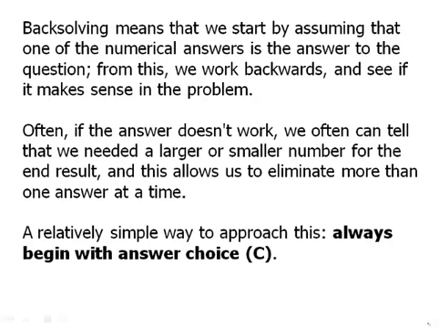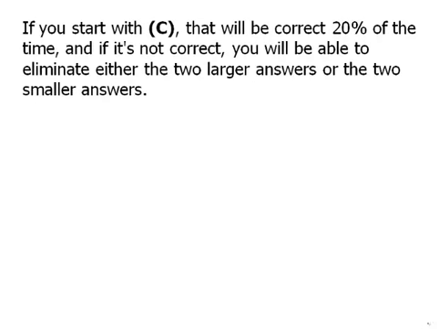A relatively simple way to approach this is always begin with answer choice C. So this is the most straightforward back-solving strategy. If you start with C, that will be correct 20% of the time, and if it's not correct, you will be able to eliminate either the 2 larger answers or the 2 smaller answers. So just in one trial, even if you don't get the right answer, you can usually eliminate 3 answers at once. And then all you have to do is test one of the remaining 2.